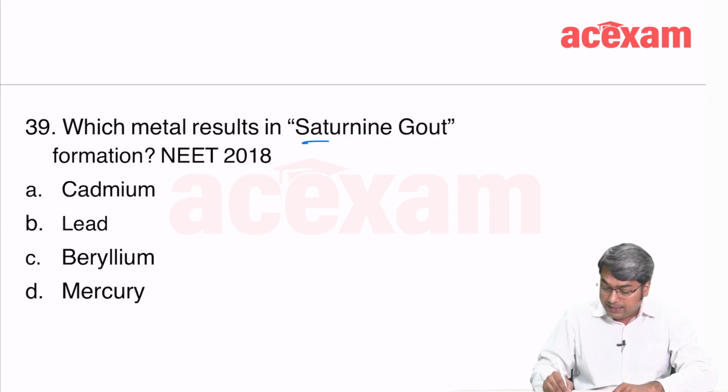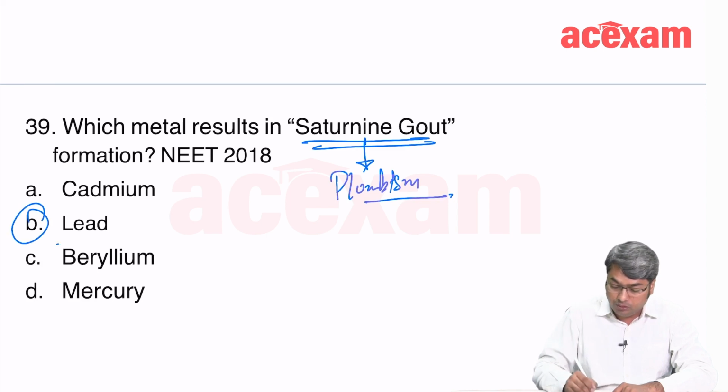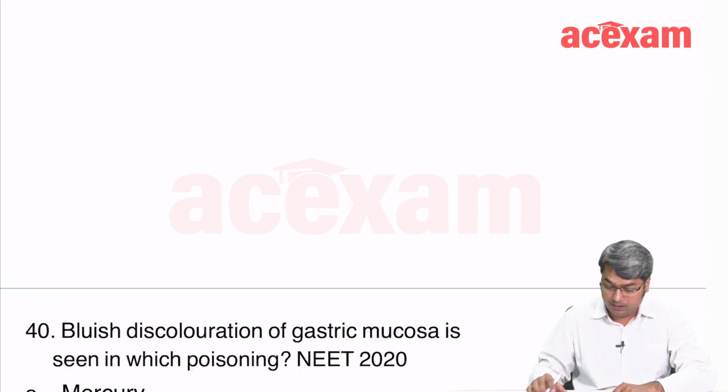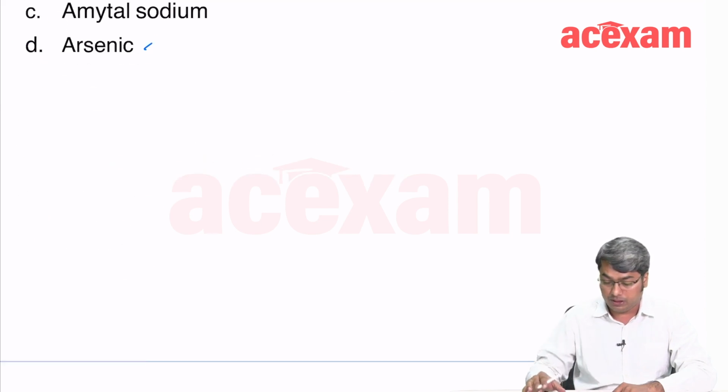Which metal results in saturnine gout? Saturnine gout occurs in plumbism. That is due to lead, chronic lead poisoning. Bluish discoloration of gastric mucosa is seen in case of cadmium poisoning. It is not seen in mercury, arsenic, or amytal sodium poisoning.